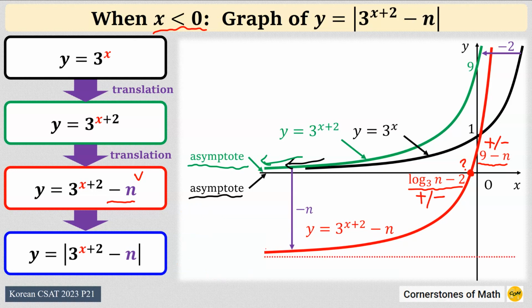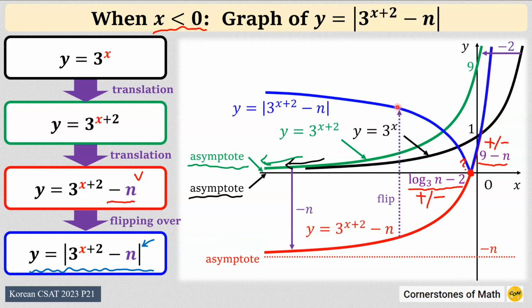Also, you can see that now the graph approaches a different horizontal line, which is y equals minus n. So now we have a new asymptote, y equals minus n. Now finally, we have to take an absolute value sign of the red graph, which is simply flipping over the negative part of the graph over the x-axis. So we finally obtain this graph. Now the asymptote becomes y equals n, which is always on the positive side because n is a natural number. So we have finally obtained the graph.